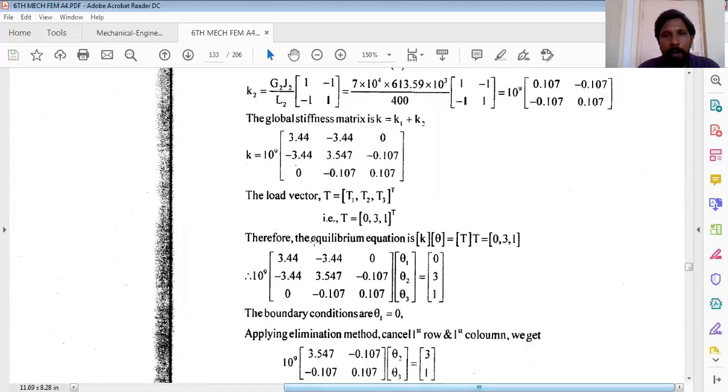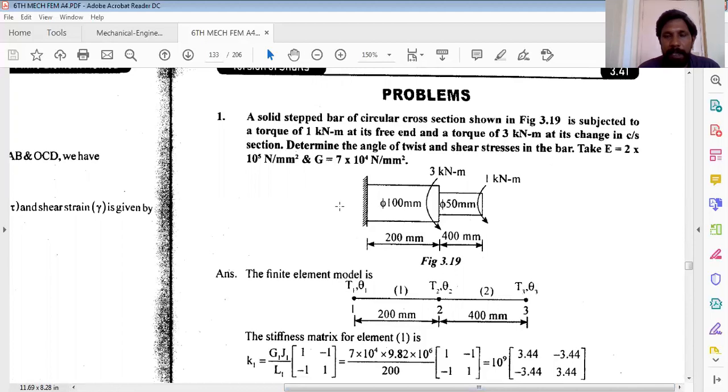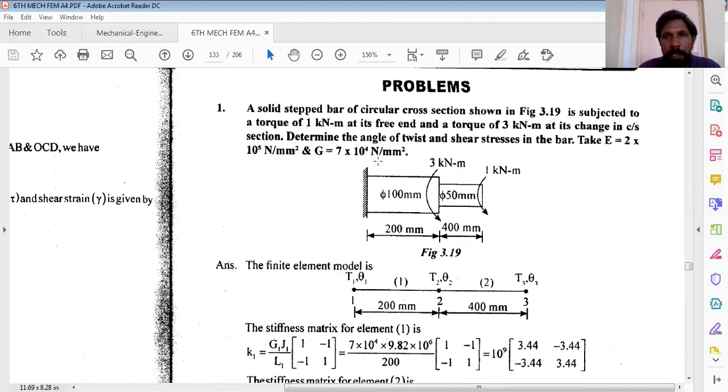So let us start with the numericals related to torsion or shaft subjected to torque. There is a stepped bar or stepped shaft having a circular cross section, subjected to a torque of 1 kilonewton meter at the free end, and a torque of 3 kilonewton meter at the change of cross section. The diameter of the first step is 100 mm, the diameter of the second step is 50 mm, the length of the first step is 200 mm, and the length of the second step is 400 mm. It is asked to calculate the angle of twist and also the shear stresses in the member.